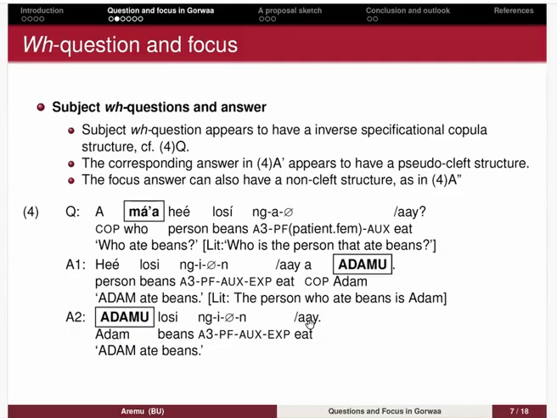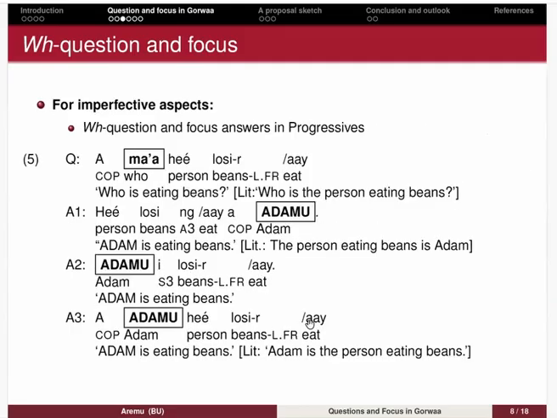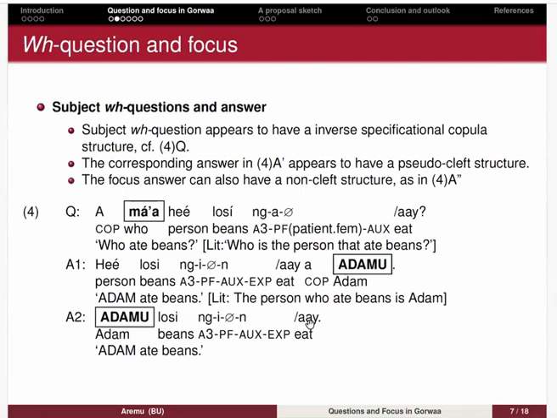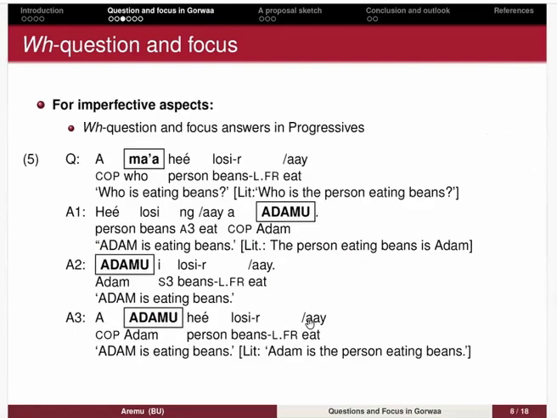So the summary of the subject WH question is that with the question, we seem to have what looks like a specificational copula. With the answers, we have something that looks like a cleft, actually. That's one option. And the second option is a non-cleft, a canonical way of having a declarative sentence that can also be used to answer the question. The example I just showed is for perfective. Now we also tried imperfective aspect with respect to subject WH, and we found a similar thing.